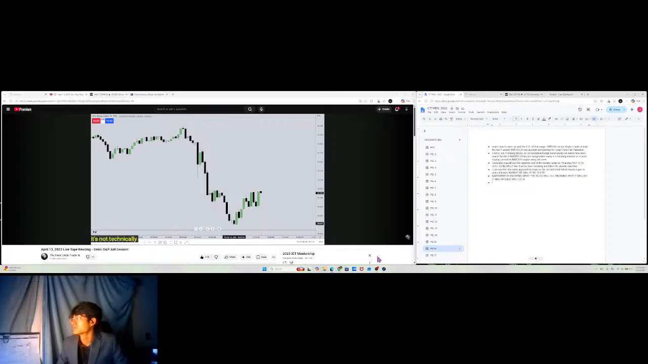It's not technically a 3 drives pattern, but from a narrative stance, it's already taken 3 pools of liquidity for sell side. So what is it likely to do next? Consolidate or run for buy side? Where is it going to consolidate if it's going to consolidate? Here and here. What has it done? Consolidated. If it runs higher, where's the buy side? Right above here.